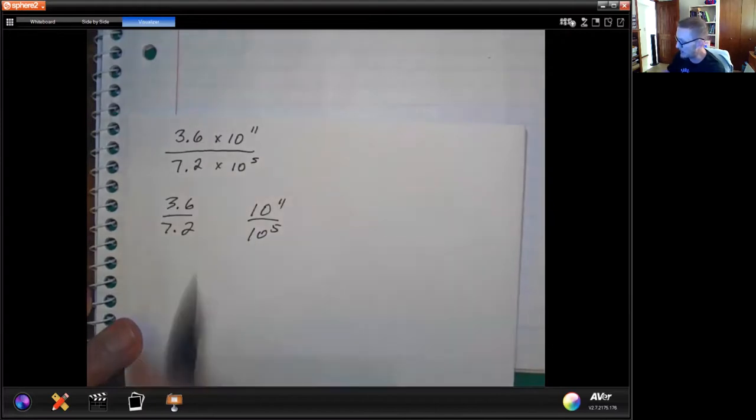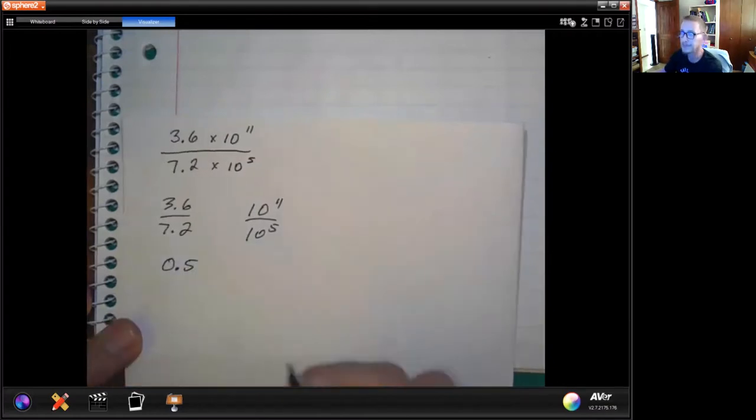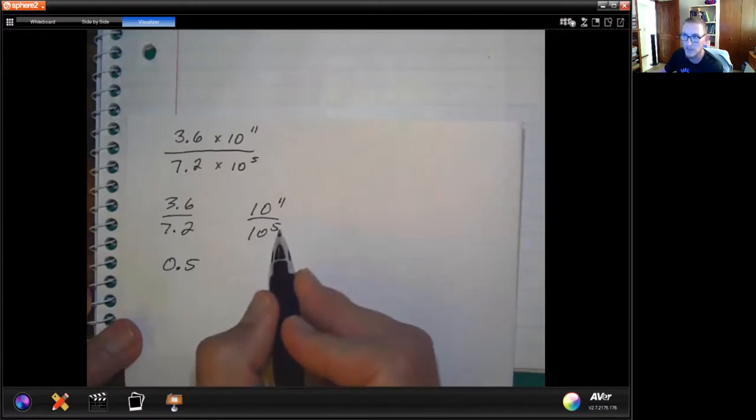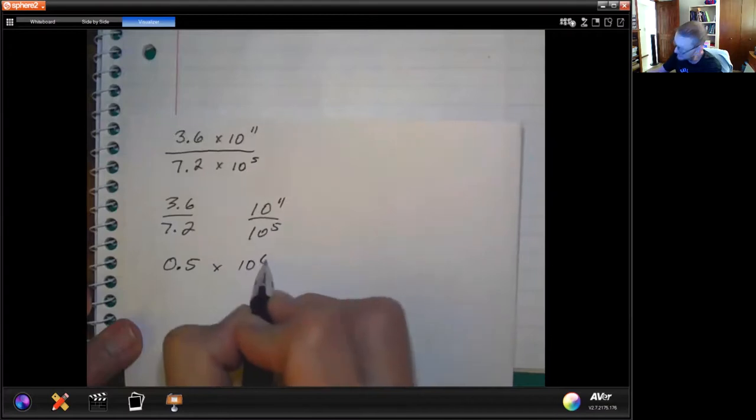3.6 divided by 7.2 is going to become 0.5. And then 10 to the 11th over 10 to the 5th, I'm going to subtract. So that becomes 10 to the 6th power.